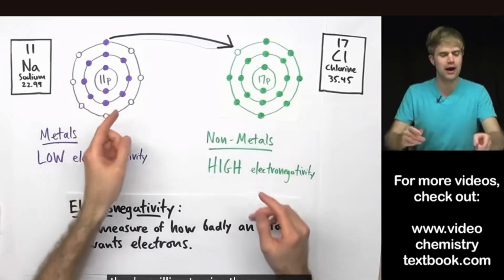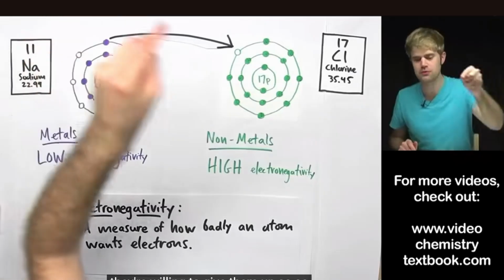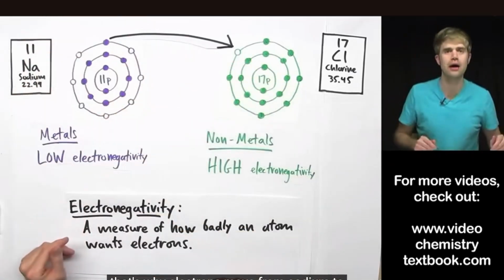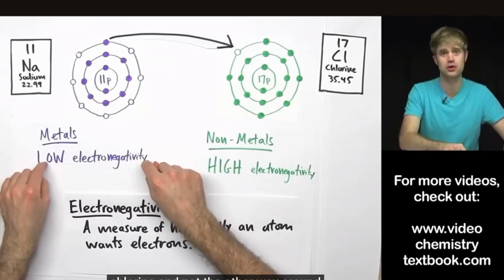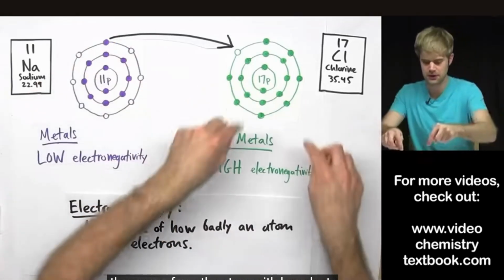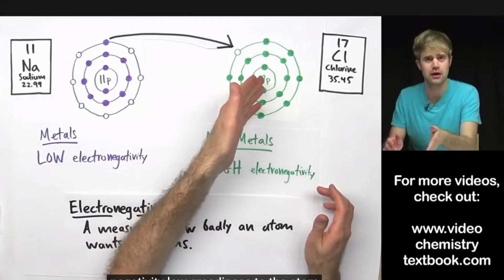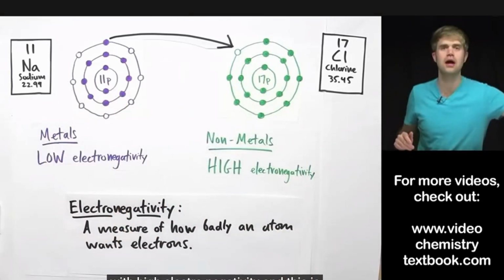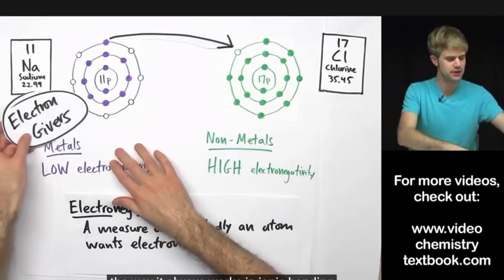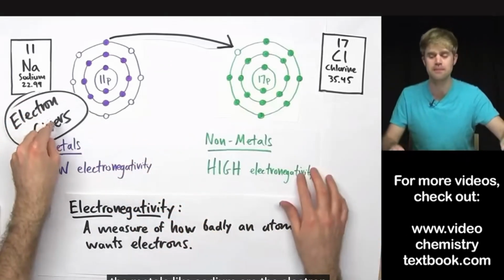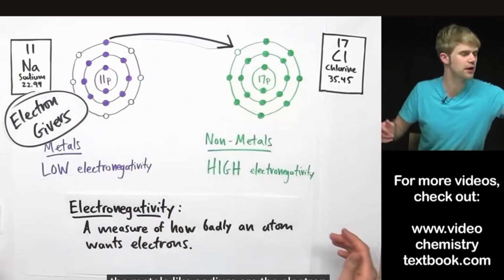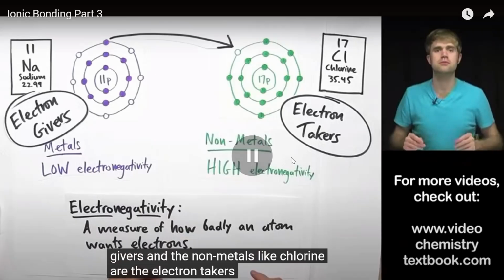So that's why electrons move from sodium to chlorine and not the other way around. They move from the atom with low electronegativity, low greediness, to the atom with high electronegativity. And this is the way it always works in ionic bonding. The metals, like sodium, are the electron givers, and the nonmetals, like chlorine, are the electron takers. Okay, so you can fill in those circles there. Electron givers are the metals, and electron takers are the nonmetals.